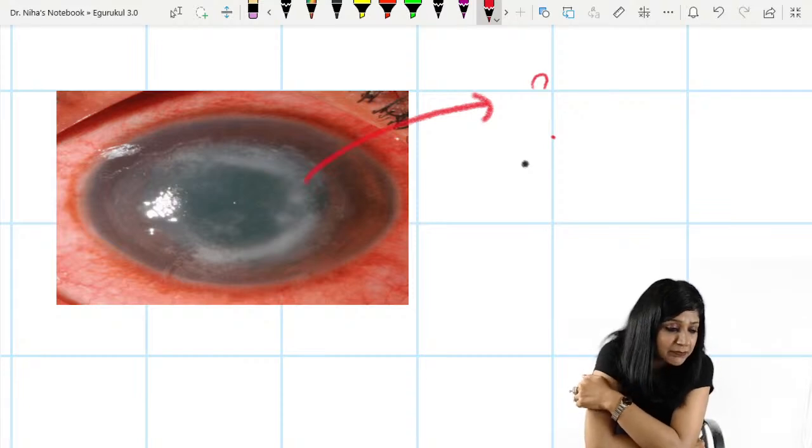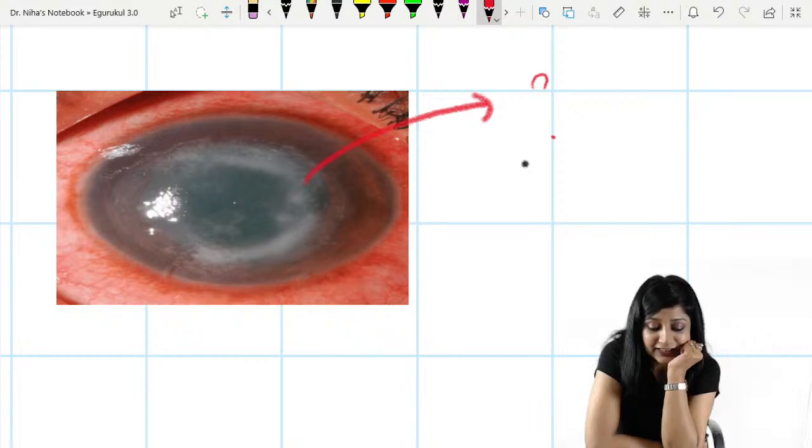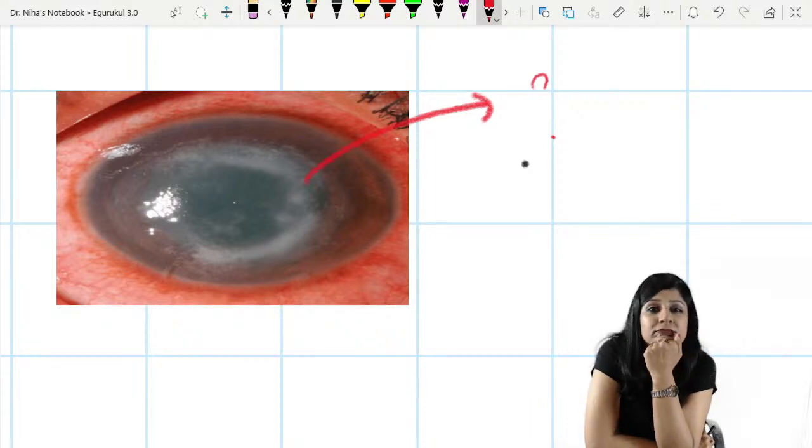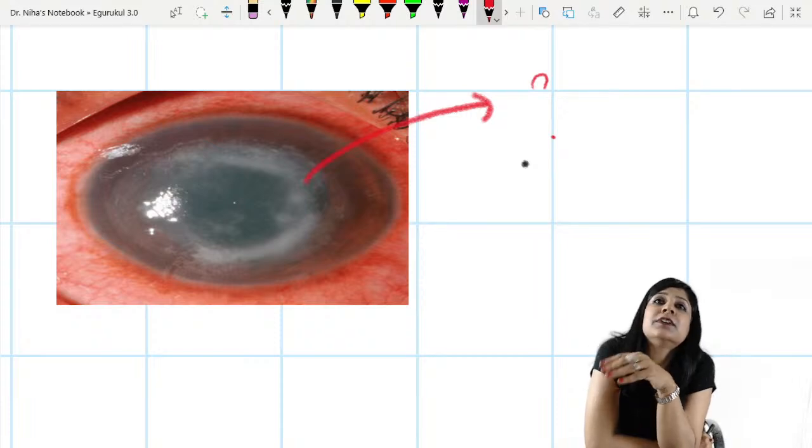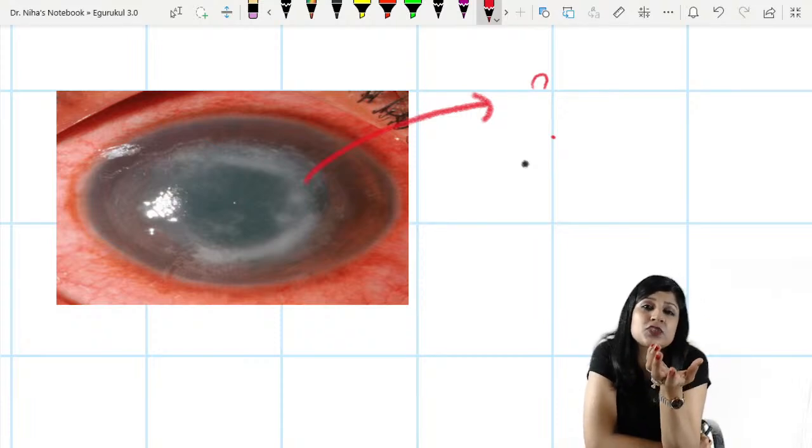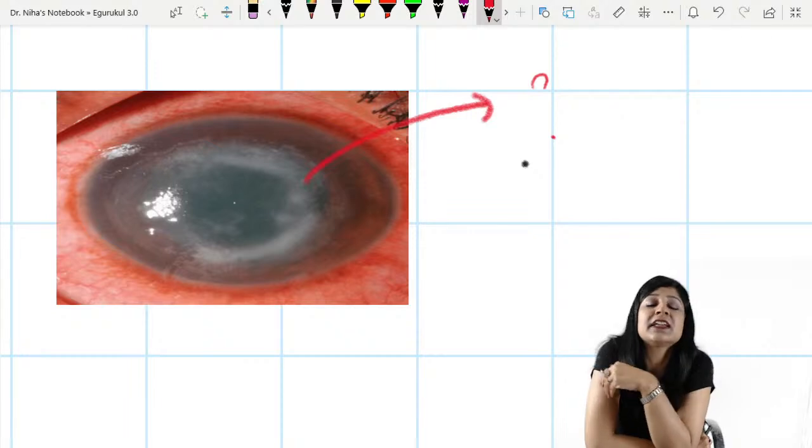You can see something, a finding that is there over the cornea. A clue is there. Because actually when you read about the question you get a clue, then obviously it becomes more easy for you.